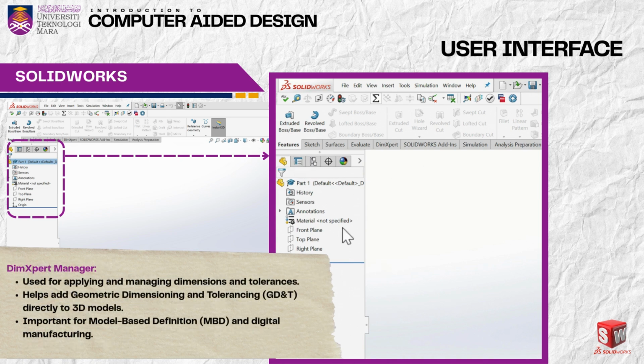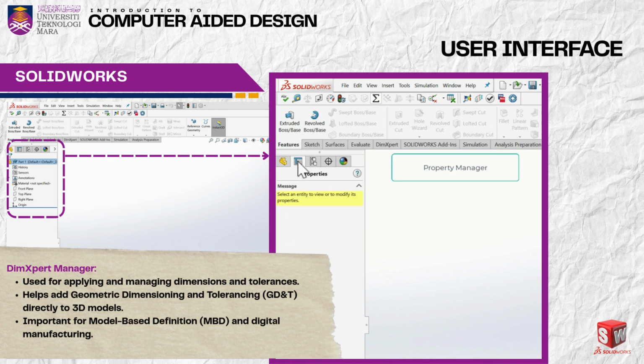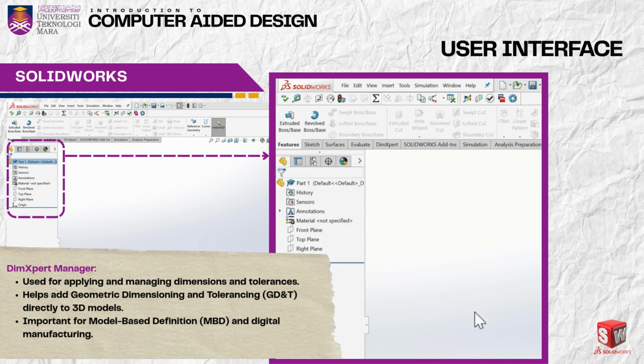Another useful tab is the Dim Expert Manager, which is primarily used for applying and managing dimensions and tolerances in a model, especially when preparing for model-based definition or manufacturing without 2D drawings. It helps you add geometric dimensioning and tolerancing directly to your 3D models. This is becoming increasingly important in industries that are moving toward fully digital manufacturing workflows.